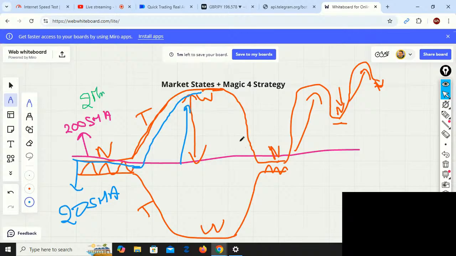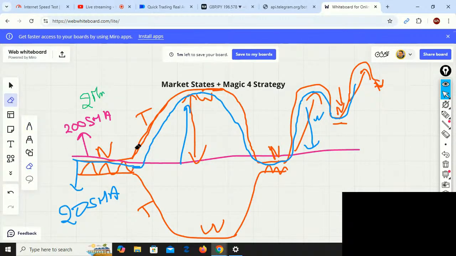So the 20 moved over here, came back to the narrow state over here, and boom, pushed up again to a wide state. That's your wide state in relationship to the 200. And here it goes. The 20 came back again to a narrow state, boom, to a wide state. So these are your market cycle movements.